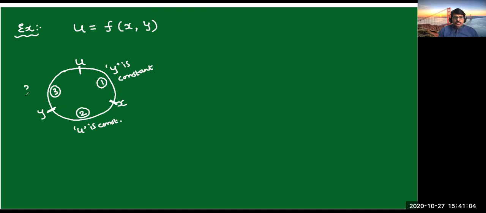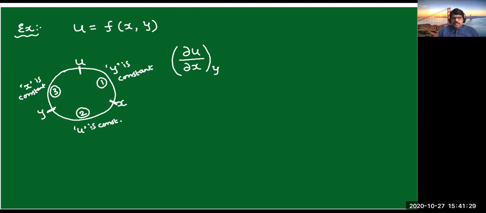How to apply the cyclic rule is what we are just discussing. Now let us take the first step. In the first step, y is constant, and you are moving from this state to this state. So that is del u by del x at constant y.